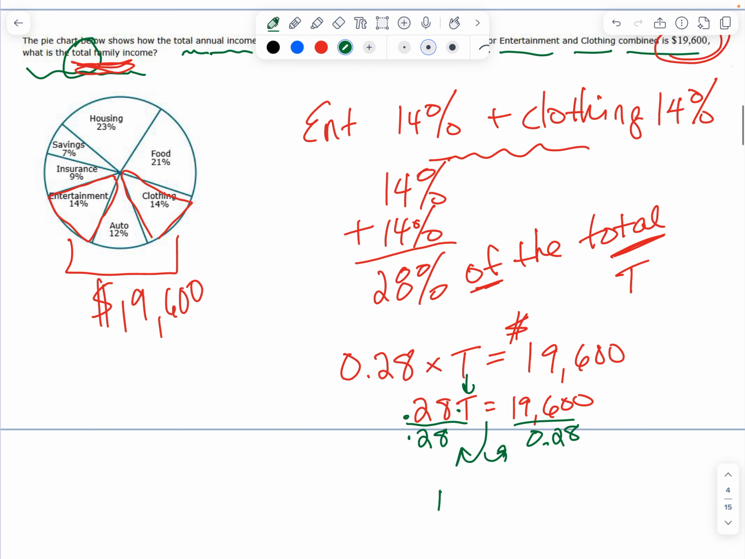So our total income for the family is 19,600 divided by 0.28. And if I put that in my calculator, I come up with 70,000. That's the total income.